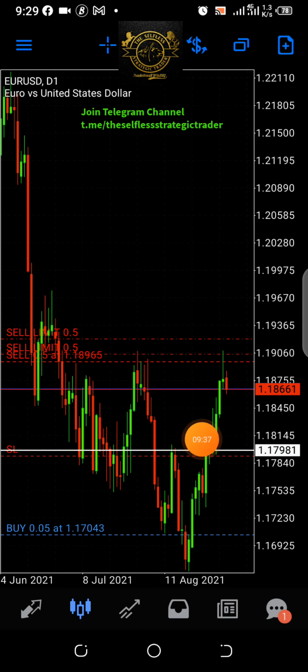So now when price came into this zone, I knew that it's either, because we have series of liquidity here, we have double top here.